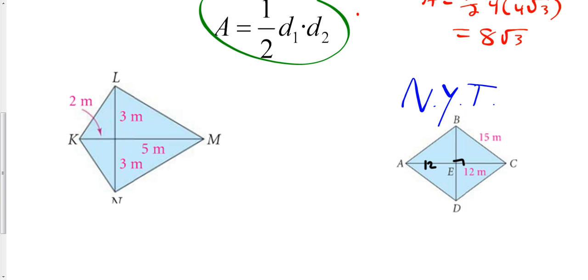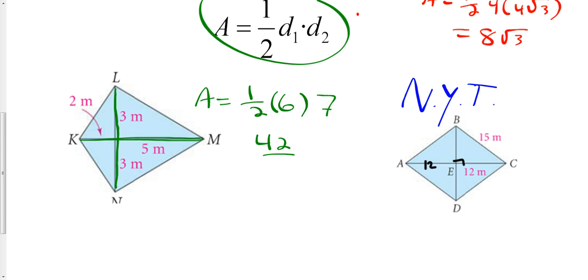So it's going to be area equals 1/2. Diagonal 1 is this whole length, which is 6. Diagonal 2 is this whole length, which is 7. So that's going to be 42 divided by 2, and that's going to be 21 units squared. In this case, it's meters squared, so I'll change that into an M. So 21 meters squared. So pause the video and try this one, and I'm just going to stop it here in the interest of time.